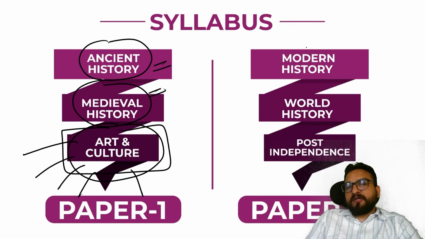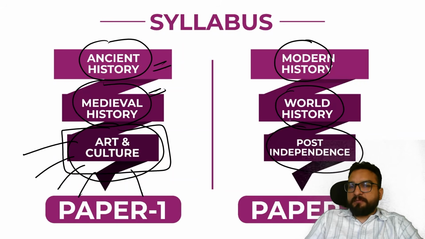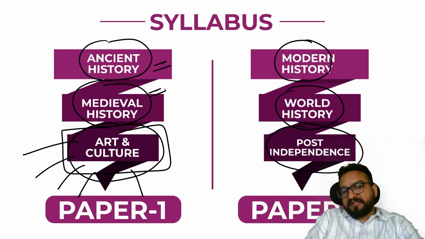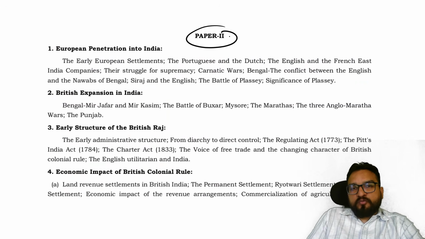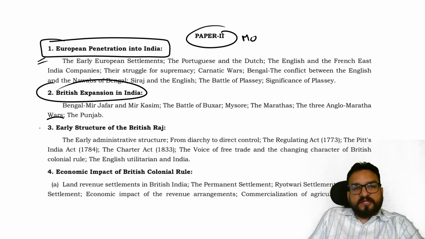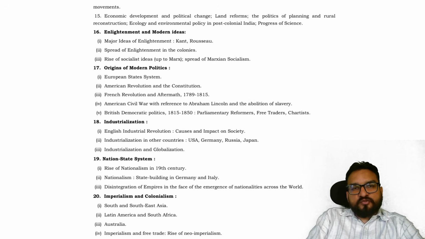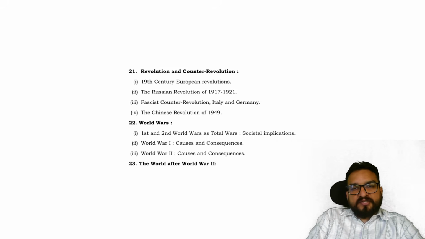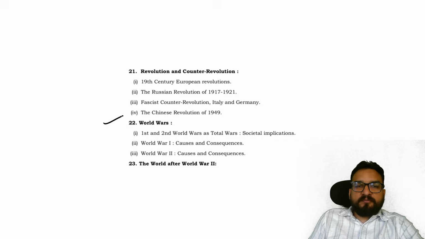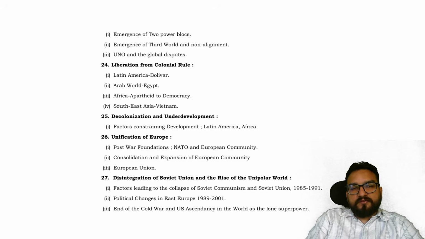Next we have paper 2. In paper 2 we have modern history, world history, and post independence. We have divided it like this, right? They have not written that paper 2 will start from modern, but obviously modern history, European penetration, British expansion, early structure of the British Raj, right? And then you will find the Indian response, industrialization, and then the world wars. That means world history begins over here. So the world history part will also be in this. These are the topics which we have to study and prepare as well.